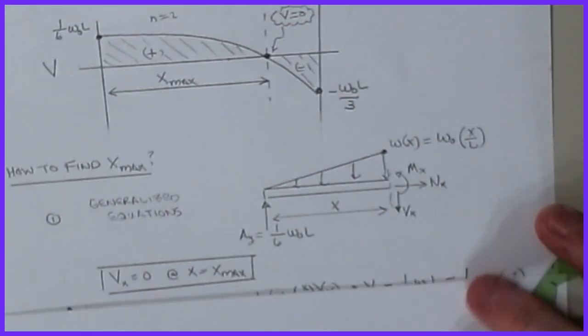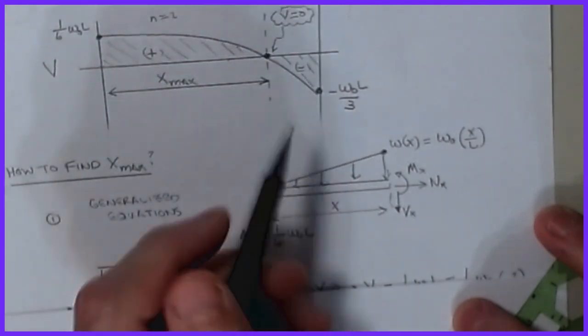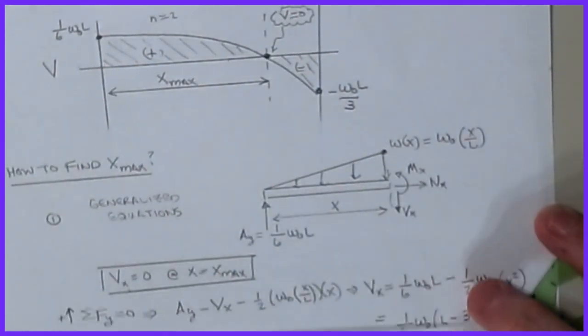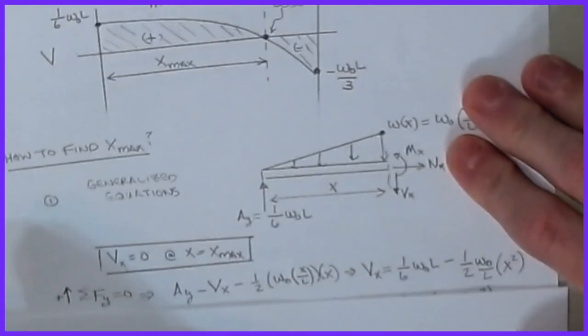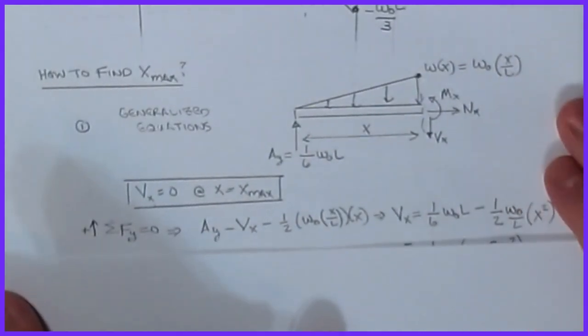So all we're going to do is, we know that Vx equals 0 when x is equal to x max. That was the definition that we got here. So we're going to write the generalized equation for Vx, and we'll do that fairly quickly here. I'll warn you, there's a little bit of algebra that's going to come out of this, but it's nothing you guys can't handle. So let's write the equation really quick.